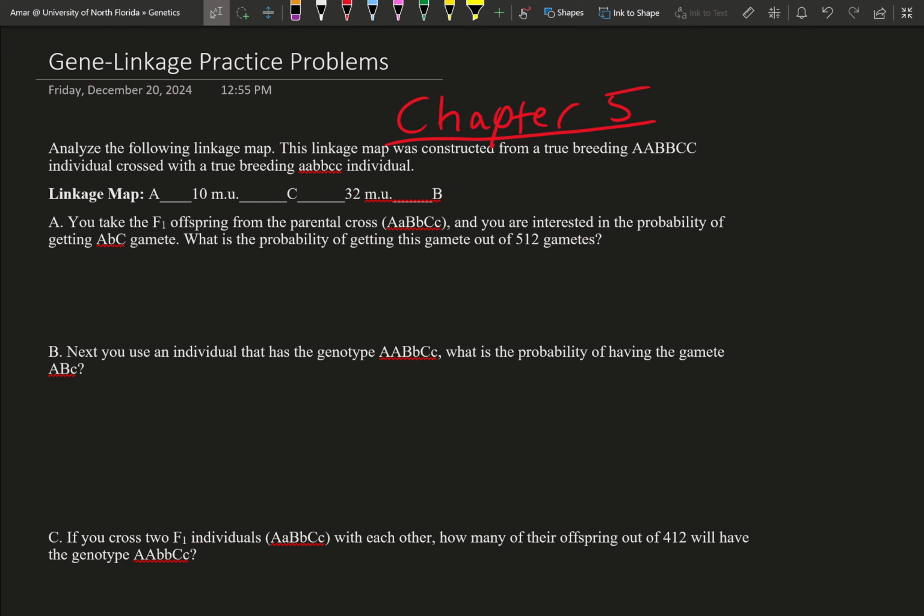Today we're going to do some gene linkage practice problems, and there should be a step-by-step way you can solve some of these problems that you might see on an exam or on your homework.